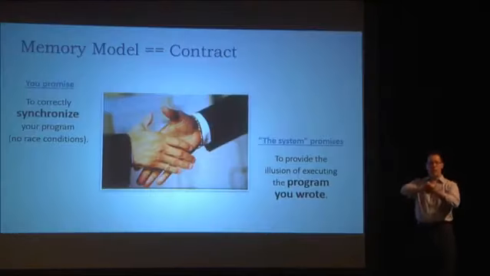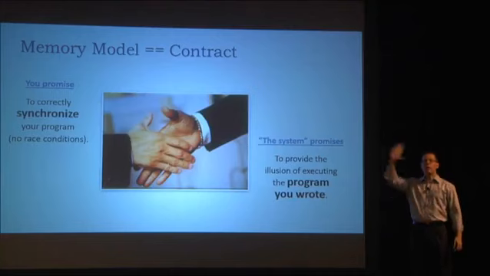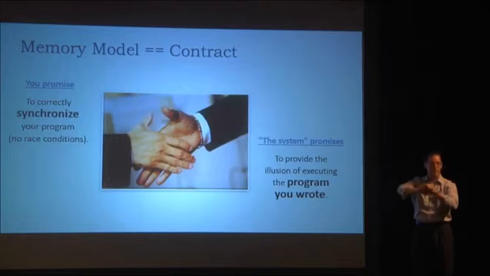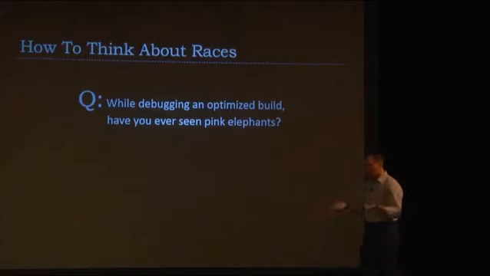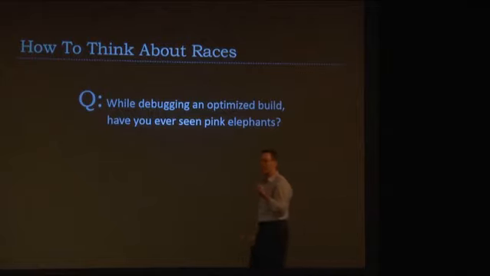So the memory model is a contract. You guarantee not to write a race, and we guarantee that you can't tell that we didn't execute the program you wrote, because it will have the same answer. Here's a useful tool, at least I found it useful and others have too, as to how to think about what a race condition is.